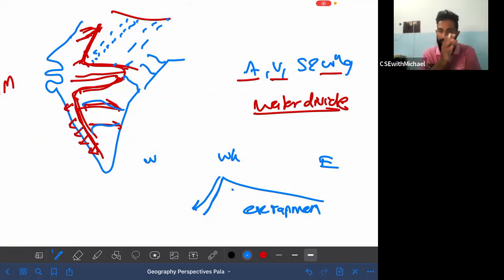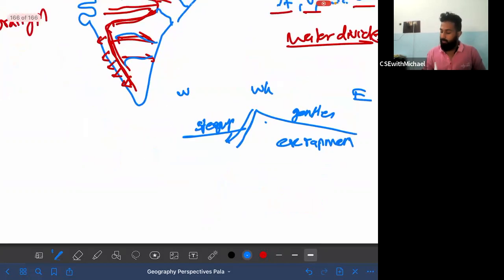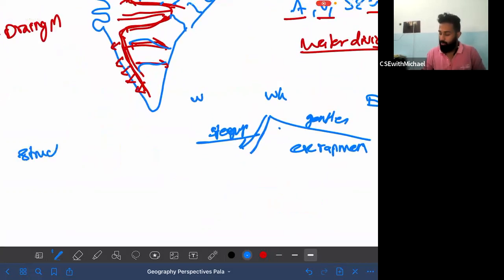On the western side, the small western coastline, it is sloping towards the west, and the slope is steeper. The relief is steeper on the western side and gentler on the eastern side. Now that we have seen relief, you can also see a few things about structure. So my question is, what kind of rocks do you see mostly in the peninsular part?